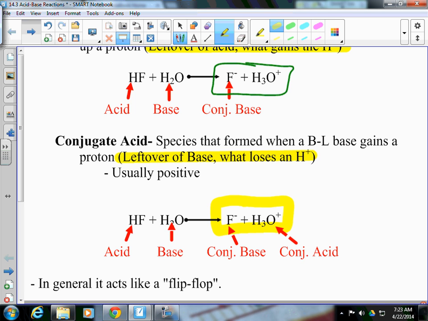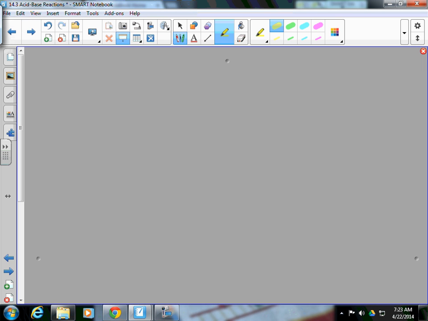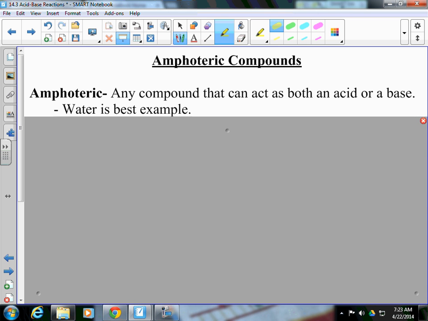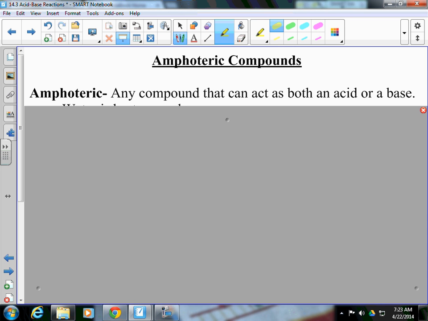So what we're going to continue to work on is acid-base reactions. What happens when I take an acid and mix it with a base? Those are the things that we're going to work on. And when we talk about acid-base reactions, we have to talk about amphoteric compounds. What is an amphoteric compound? It's a compound that can act as both an acid and a base.